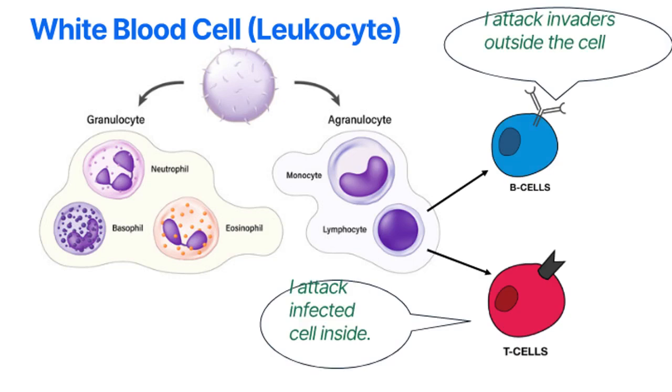White blood cells perform very important functions. Lymphocytes include B cells, which produce antibodies, and T cells, which destroy infected cells. Monocytes develop into macrophages, which engulf and destroy harmful pathogens.